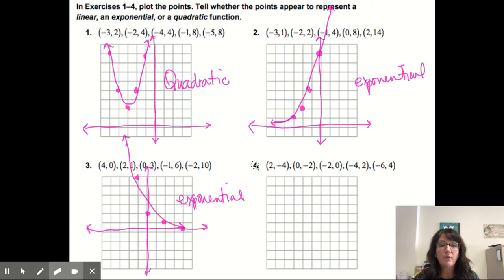So I want you to do number 4 and answer the question. Answer the question after you've graphed number 4. And I need to circle it like that. All right.